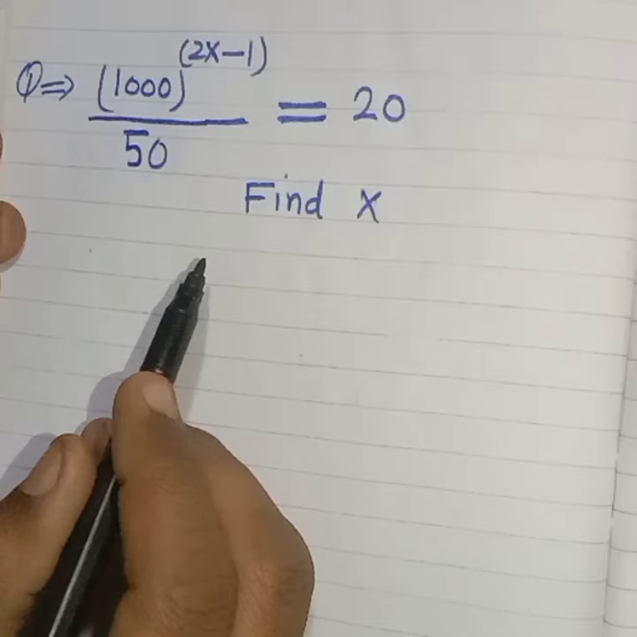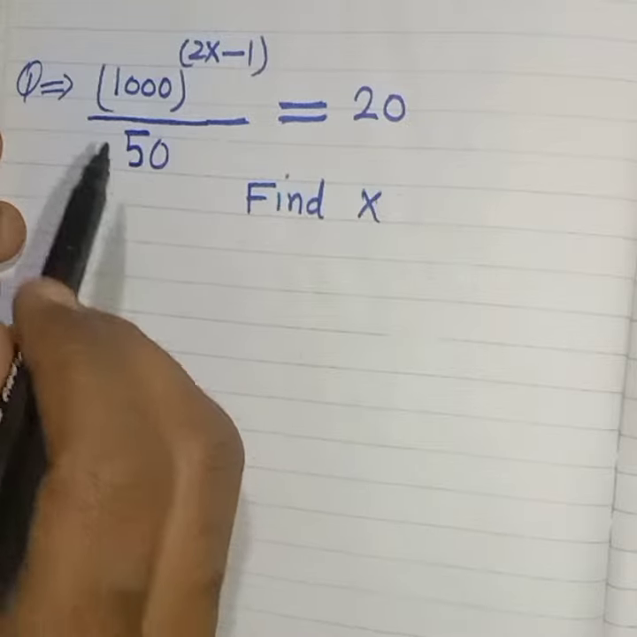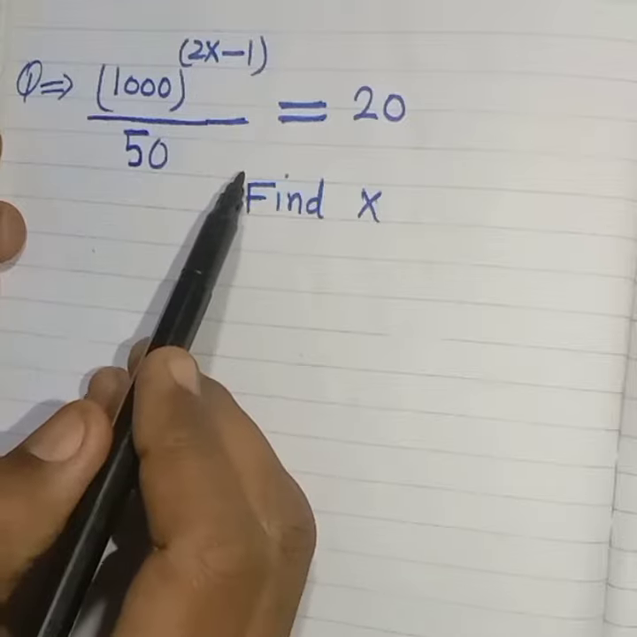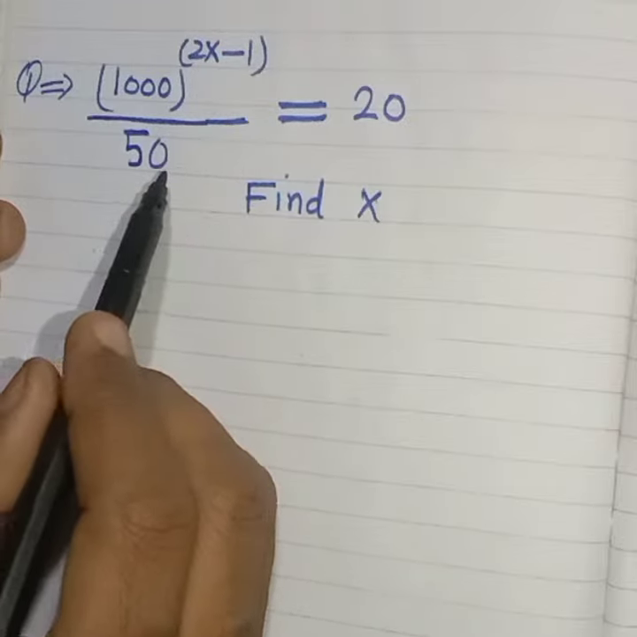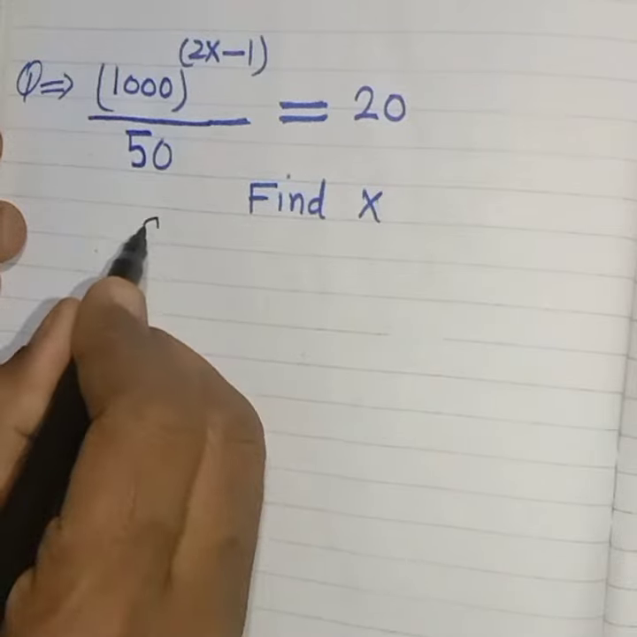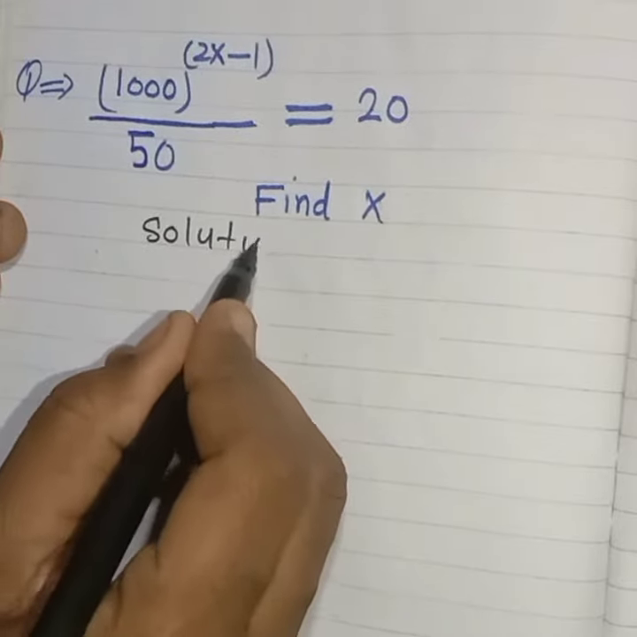In this video, I solve this algebraic equation to find the x. The equation is 1000 power 2x minus 1 over 50 is equal to 20. Find x. Solution. A very interesting algebraic equation I solve here.